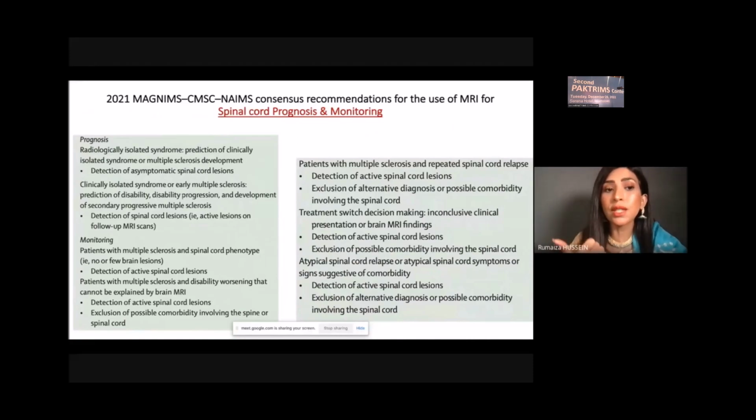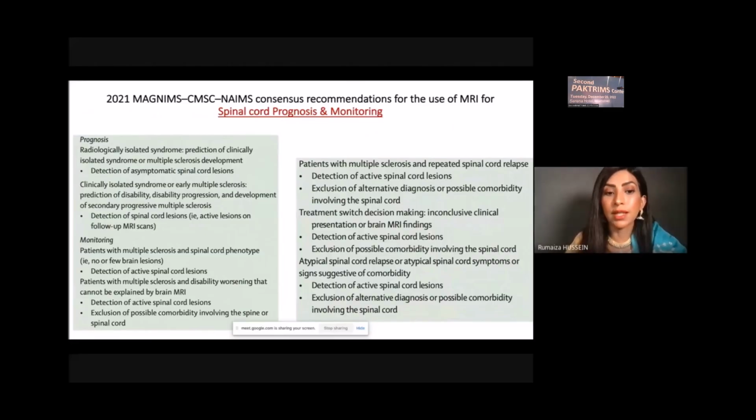So in the prognosis, in the radiologically isolated syndrome, it will help in predicting CIS. And in clinically isolated syndrome or early MS, it will predict the disability and the disability progression and the development of secondary progressive MS. And those are about the prognosis. And how about the monitoring?